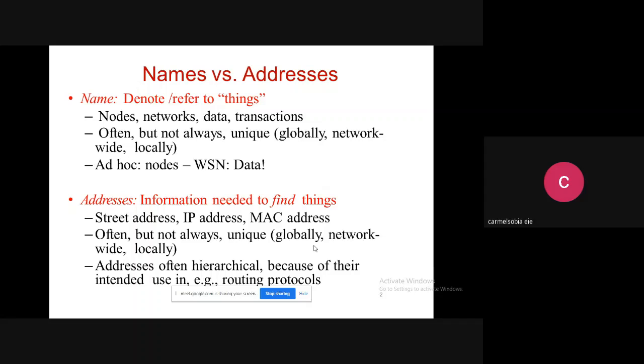Or it's like a data transaction. So it differs locally as well as globally. So this is how we are using the word called name. But when you are going for addressing, it is not so.